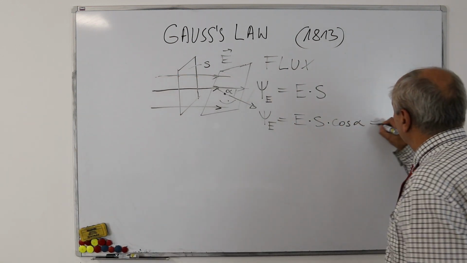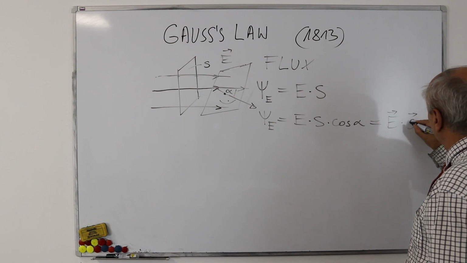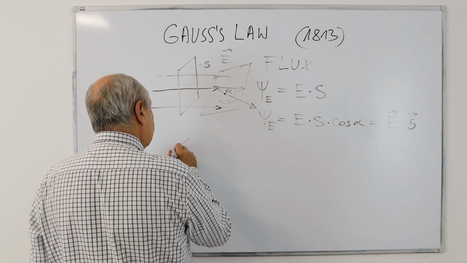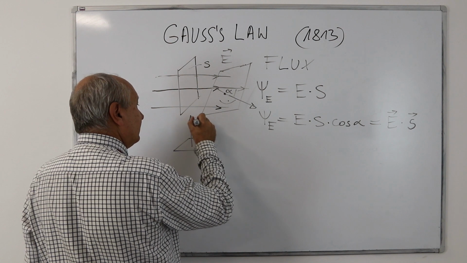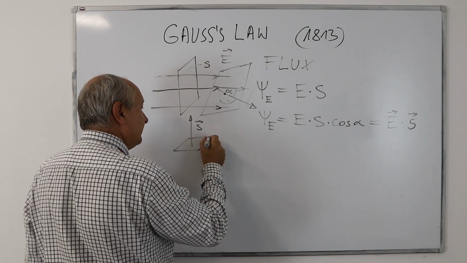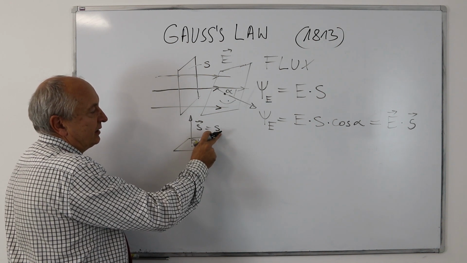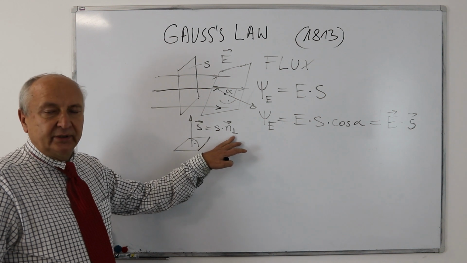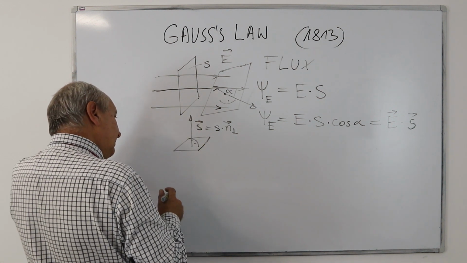This we can write in such a way: the dot product of E and S, where S is a surface vector, and we define such a vector in this way. This is vector S that is perpendicular to the surface and has the value of the surface multiplied by the versor, the unit vector perpendicular to the surface. And we have, of course, two such vectors.